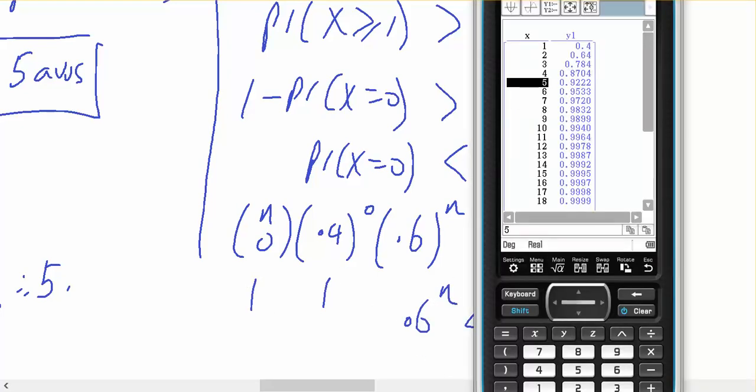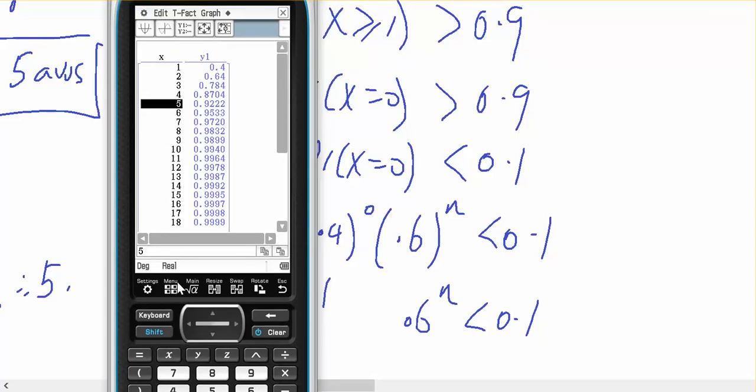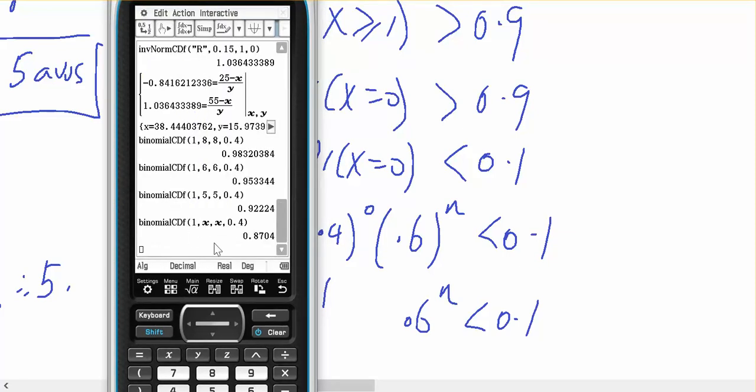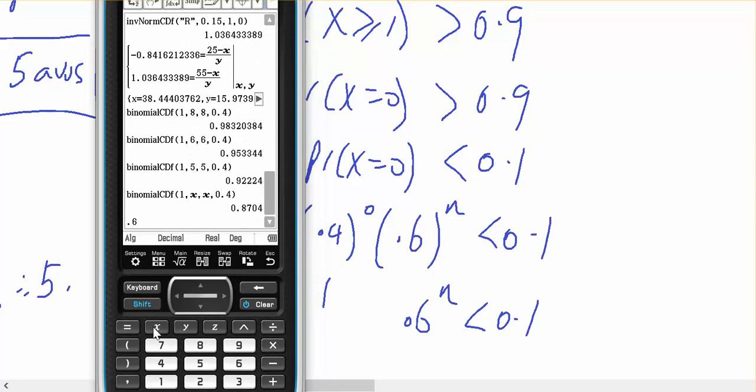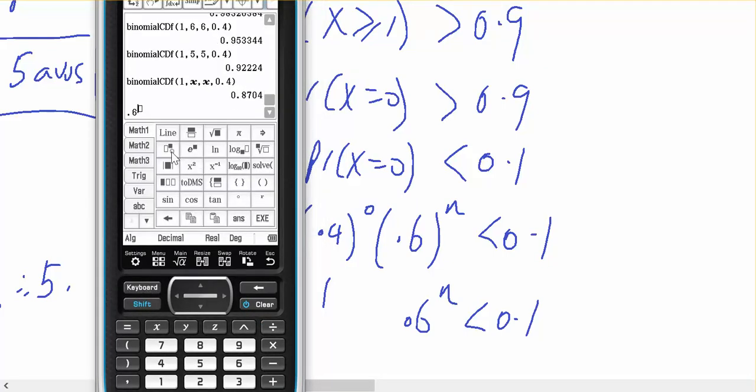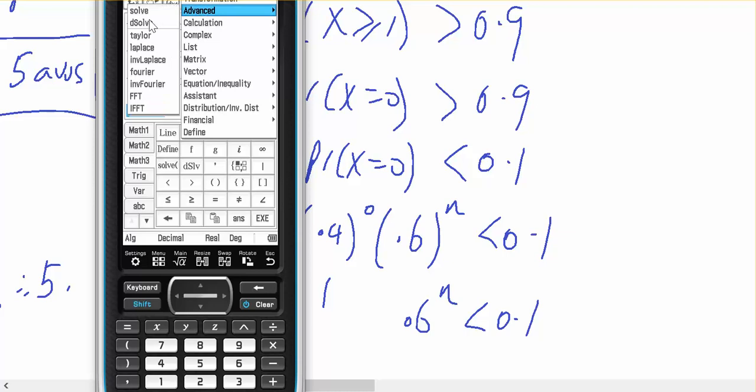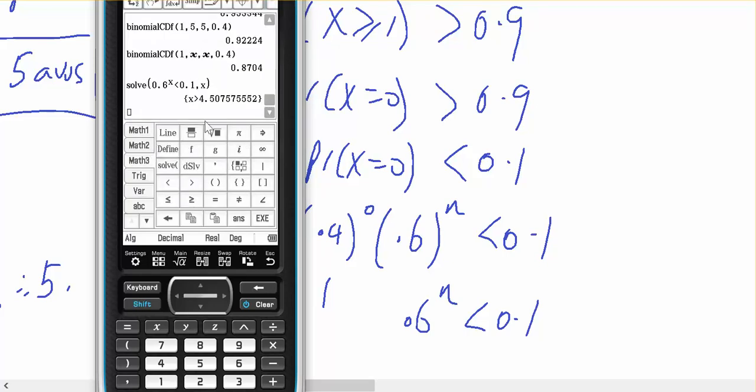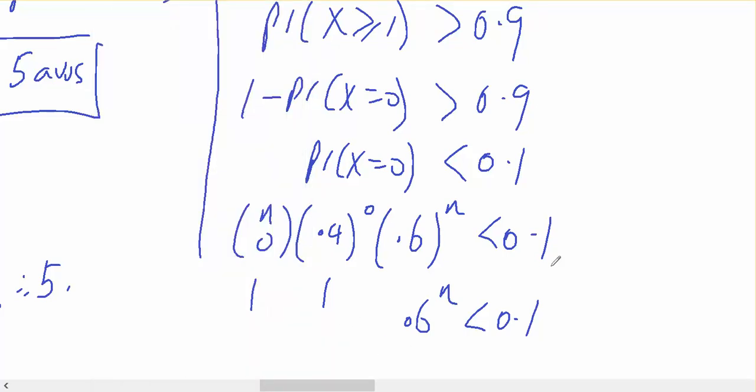And on my calculator, back into main, 0.6 to the power of x is less than 0.1, and solve for x. I get x has to be bigger than 4.5. Therefore, n has to be 5.